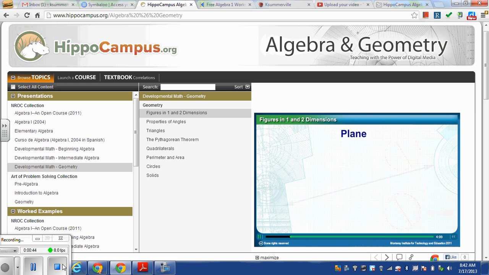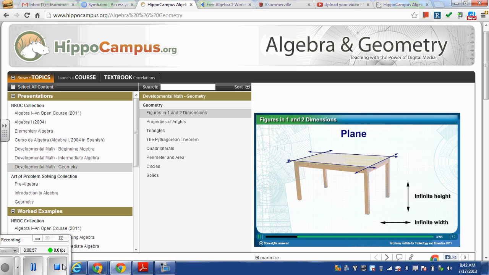A plane is a two-dimensional object that continues on forever. It has an infinite width and infinite height. A plane is like the surface of an infinitely large table. A plane can be defined by 3 points. That means that if you take any 3 points, there is one plane that contains them all.